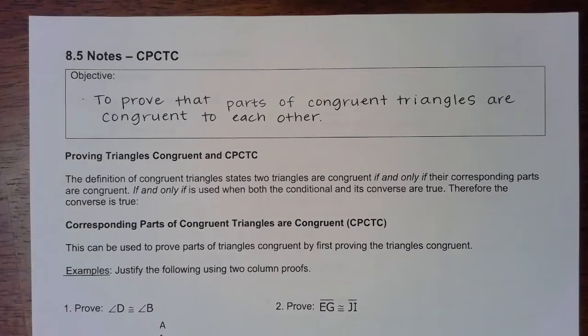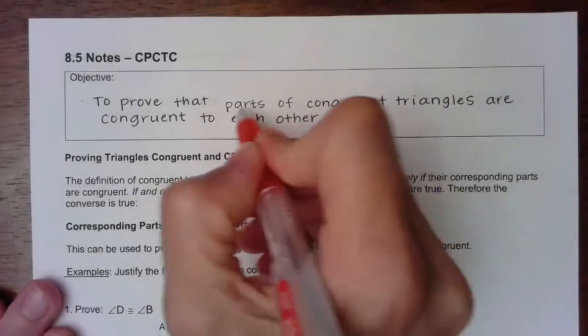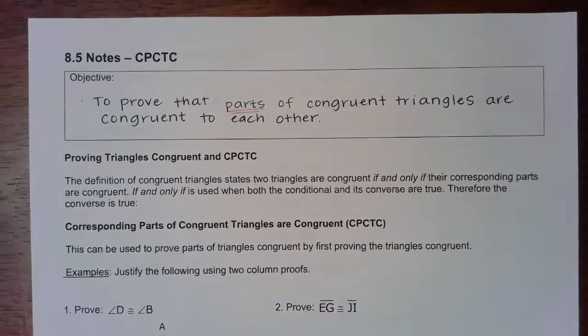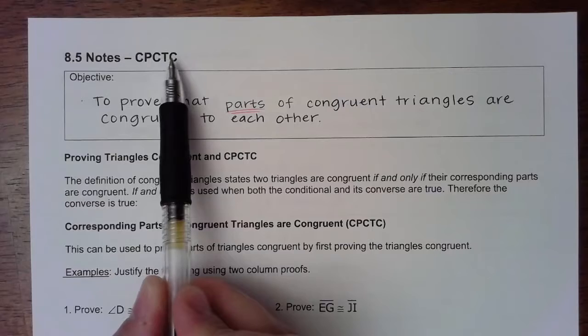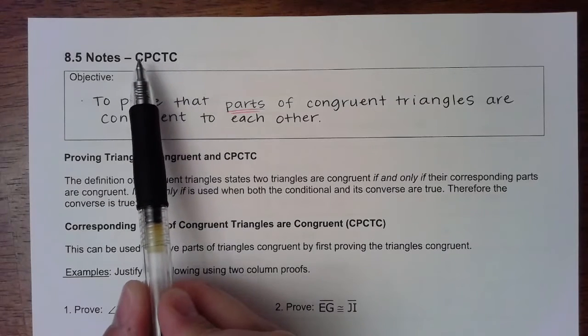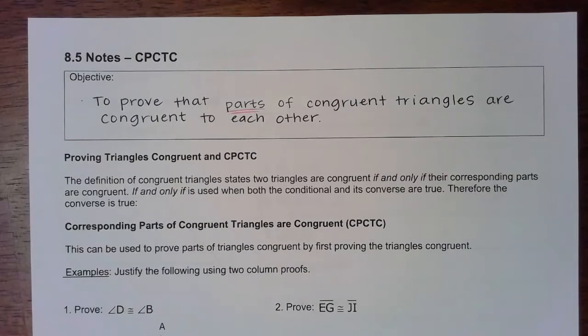All right, so in the notes for 8.5, it's important that you see that we're not proving that the triangles are congruent. We're proving that parts of the triangle are congruent to each other. And so that's what the P in CPCTC stands for. It stands for corresponding parts of congruent triangles are congruent. And so it means that after you prove two triangles are congruent, you can use CPCTC as a reason to prove that a piece of one is the same as a piece in another.